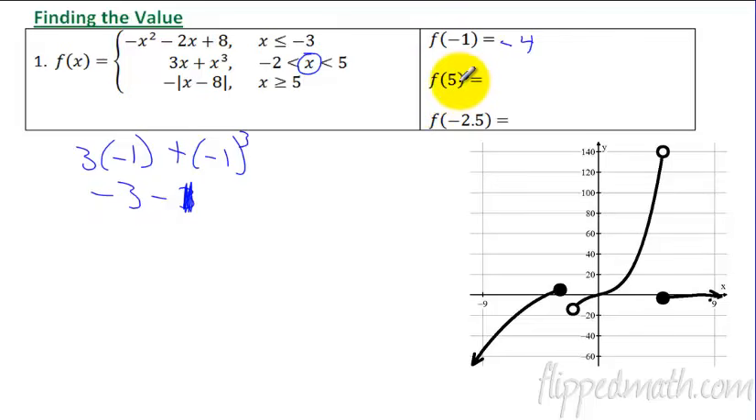How about f of 5? This means x is a 5. Let's plug in a 5. Is it this piece? No. This piece? No, because it's less than 5. This piece? Yes, because it's greater than or equal to 5. So we'll work that out real quick.